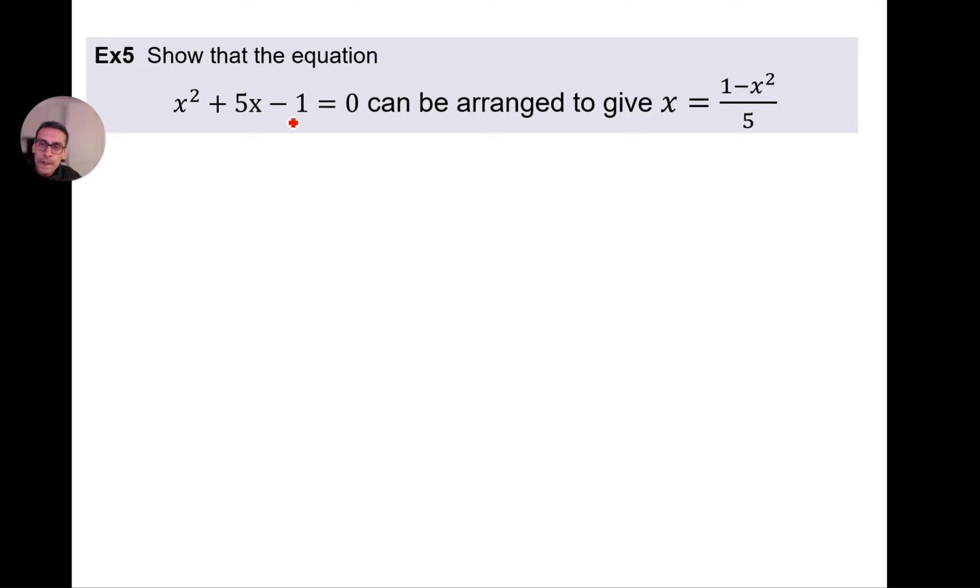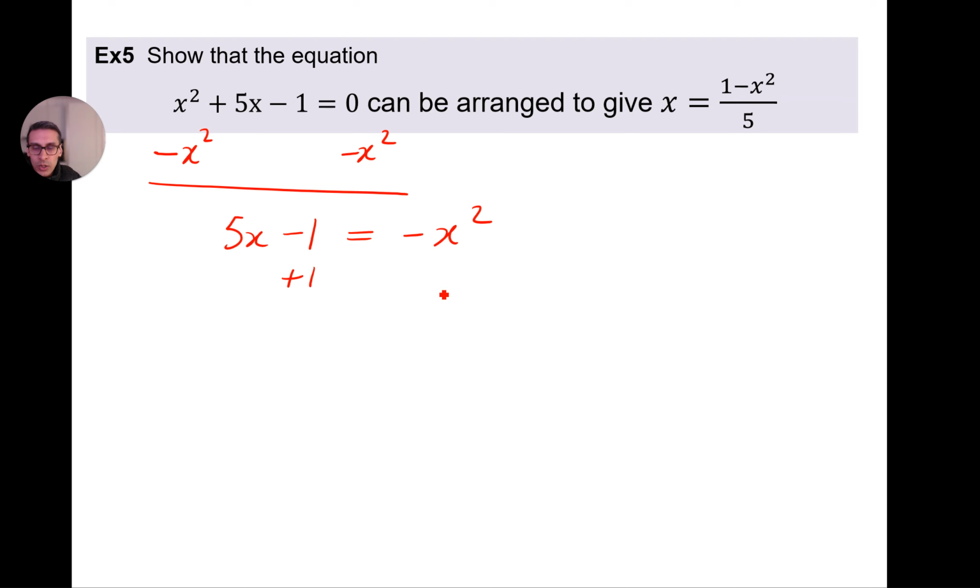Okay, so I can see the x squared again stays as it is, but it becomes negative x squared. So I'm going to take away x squared from both sides, and I think we're going to divide by 5. So let's do that. So take away x squared, take away x squared. So that gives me 5x minus 1 equals negative x squared.